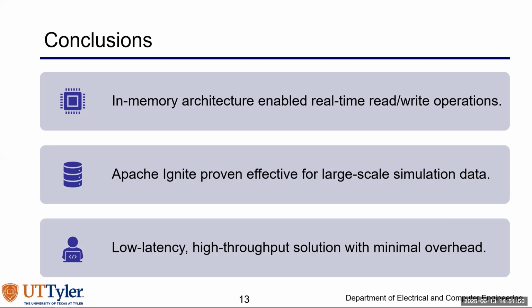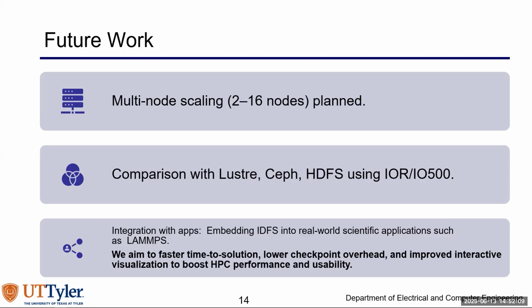Yeah. So the conclusion is, the Apache Ignite, when we compare with the two different data sets along with the synthetic data, we achieve low latency and high throughput with minimal overhead. That's what I mentioned. Yes. Okay. Go ahead, please.